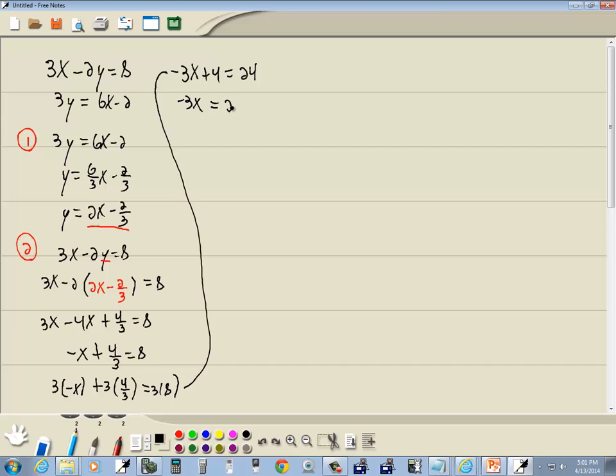Take the 4 to the right side, becomes a negative 4. We've got negative 3x is equal to 20, and then divide both sides by negative 3, and you get negative 20/3.